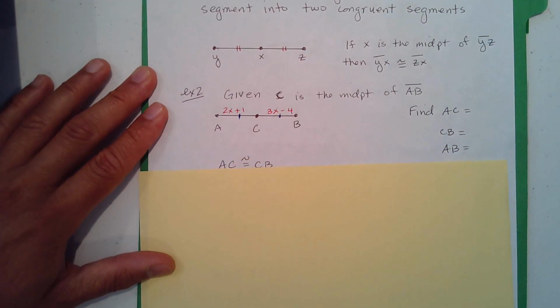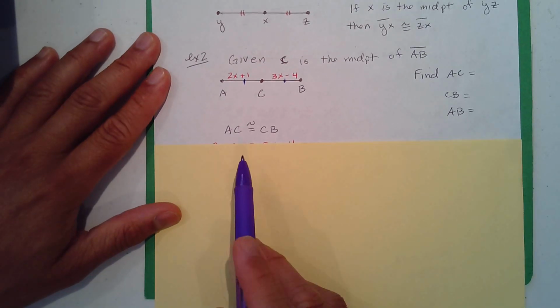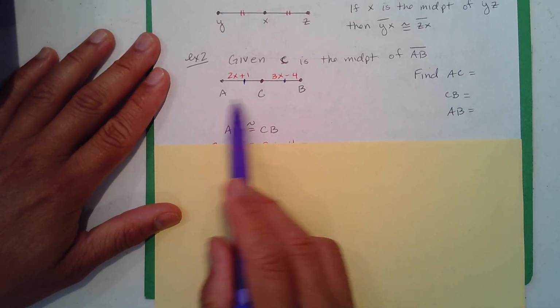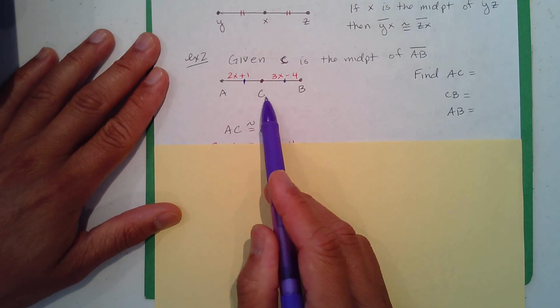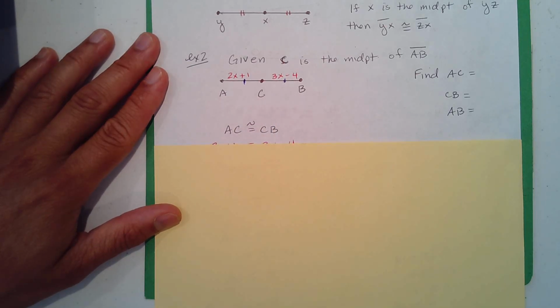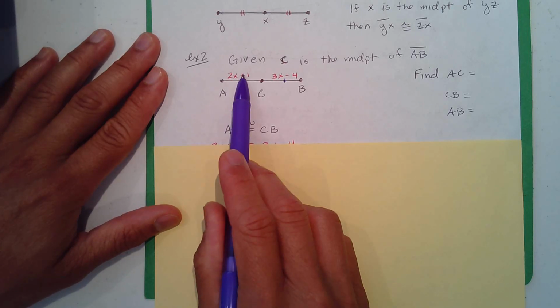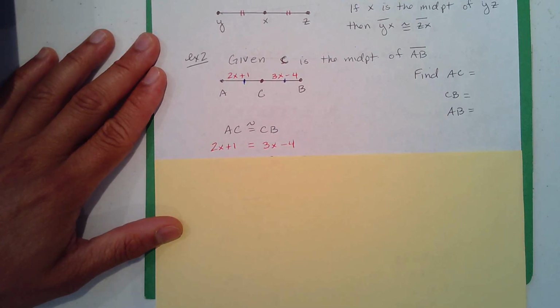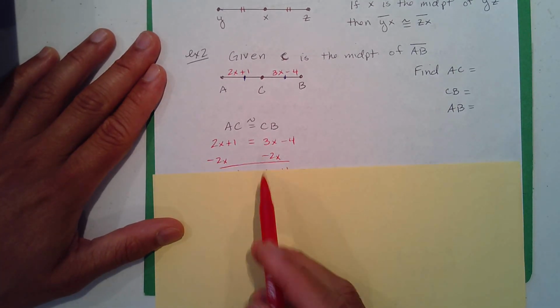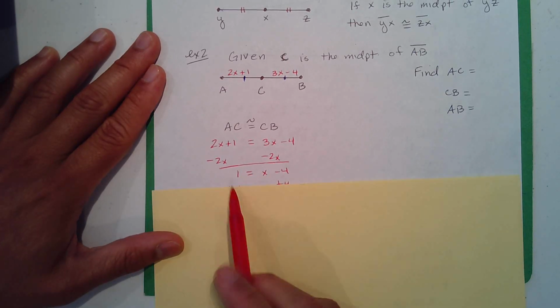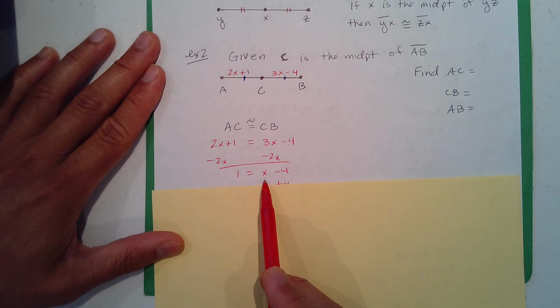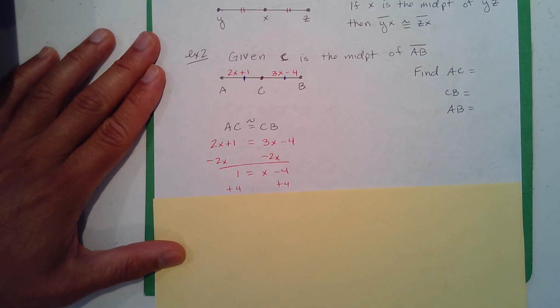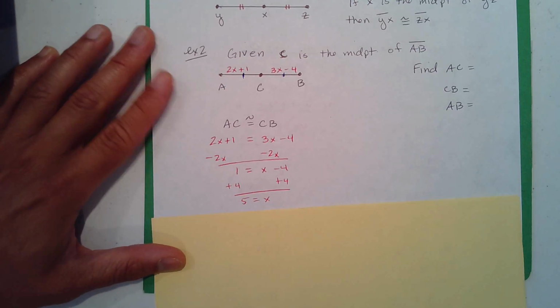Okay, so let's set up our postulate. Since C is the midpoint of AB, we know AC equals CB, or you could say BC. Now we substitute. What's AC? 2x plus 1. What's CB? 3x minus 4. We substitute. And again, we'll do algebra to find x. Subtract 2x from both sides. We now have x equals 3x minus 2x is 1x minus 4. X is not by itself yet, so we're going to add 4 to both sides. So 5 equals x.